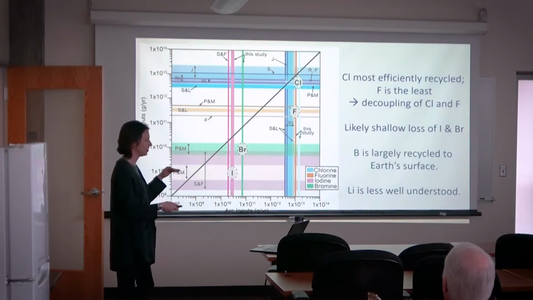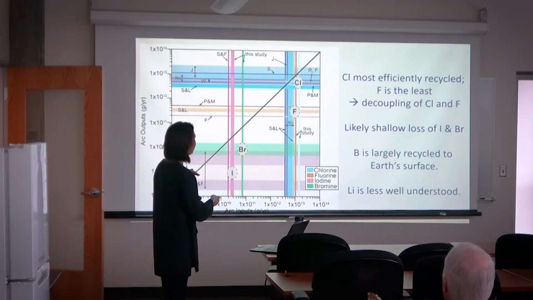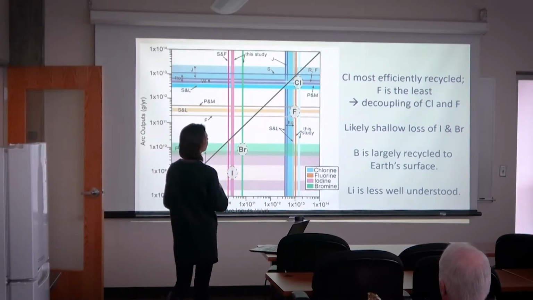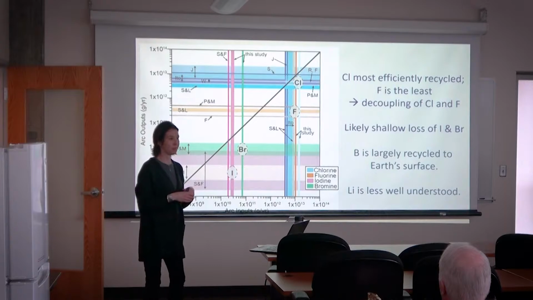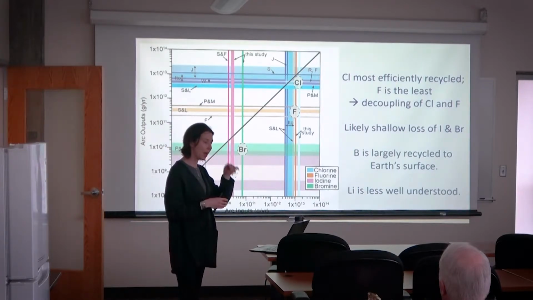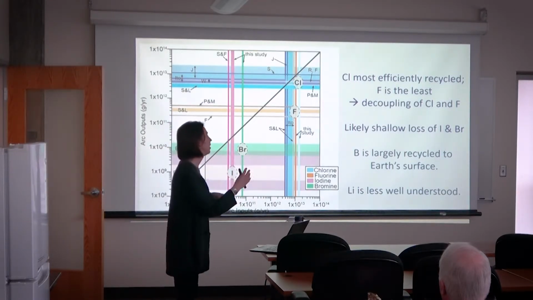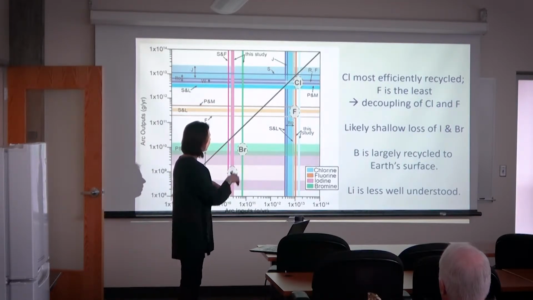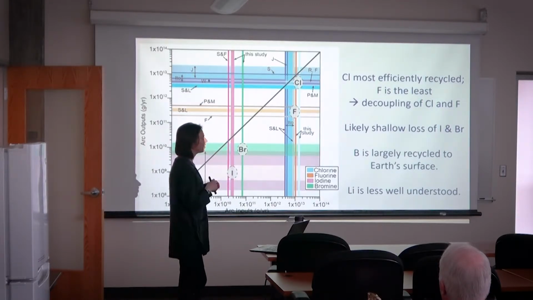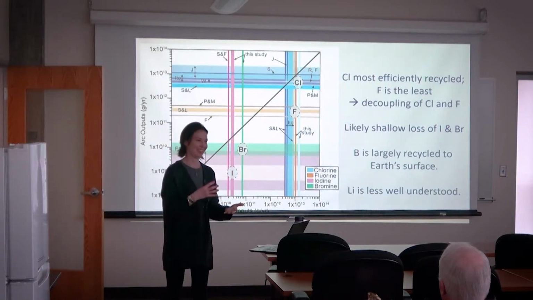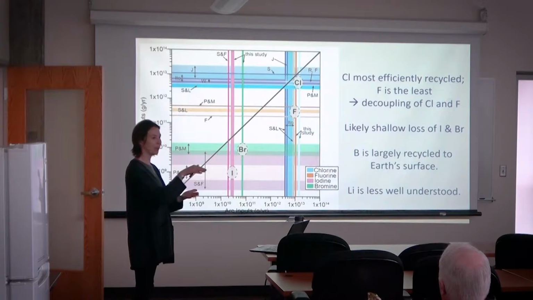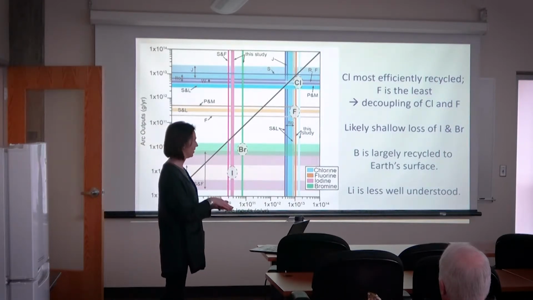So what does this tell us? If you just look at outputs from the arc volcanoes, and we're assuming that all of our assumptions are correct, chlorine is the most efficiently recycled. That means most of the chlorine that goes down comes back up. Okay, so we're not recycling that much chlorine into the mantle. What's interesting is that fluorine is one of the least recycled. So does that mean that we're putting more fluorine into the mantle, or are we actually missing something?